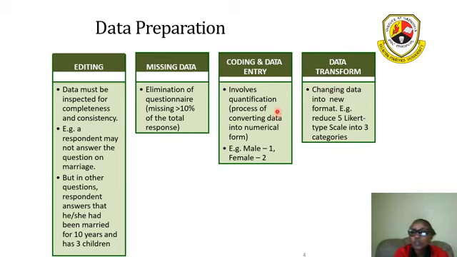So after that, we begin to arrange it. One of the things we do is code. There are certain questions, for example, you ask, are you male or female? Now, when you're carrying out your analysis, male is not quantifiable, neither is female. But what we can do is we can code. You can turn male into 1 and female into 2.